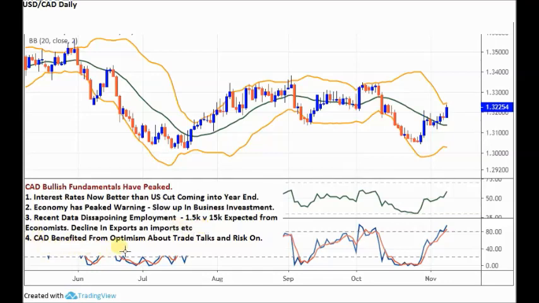Now, the CAD has benefited from optimism about trade talks between the US and China. If you read the media, you'd think there's going to be a really happy conclusion pretty soon. Well, if it is a happy conclusion, it's in the price. We don't think it's going to be a happy conclusion at all. The two sides are still a long way apart. That did create some risk on, where risk currencies should do well. The Canadian dollar is a risk currency. You can see recently the USD pushing up. USD is going to push up a lot more in our view.